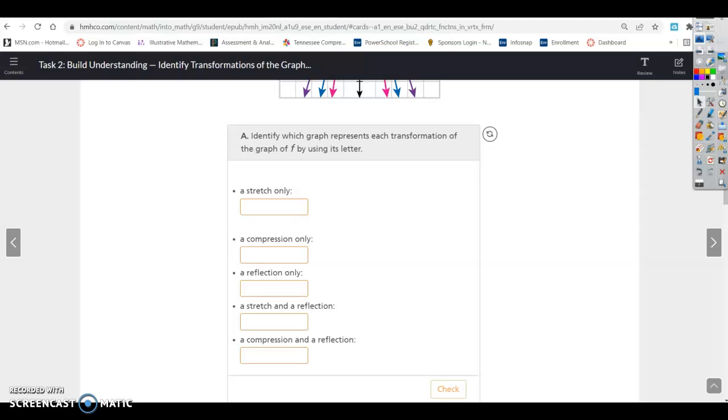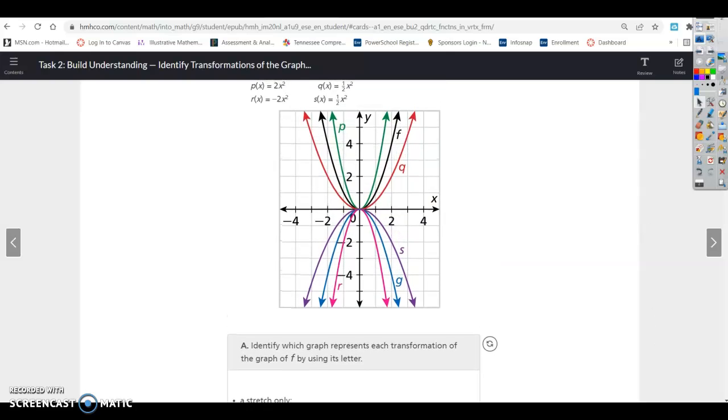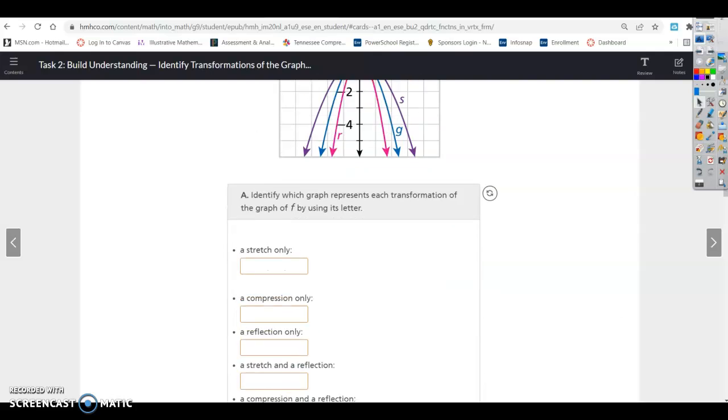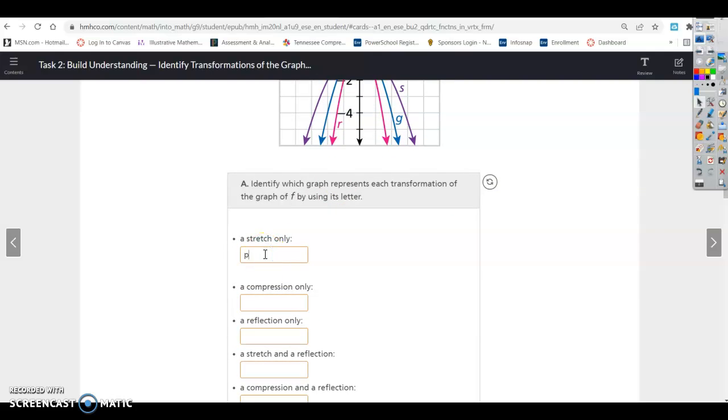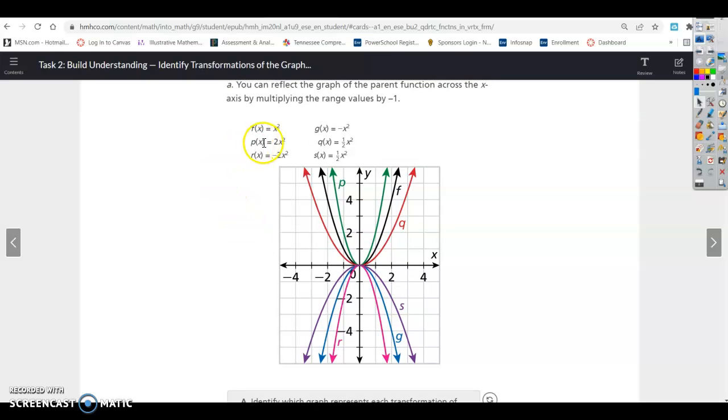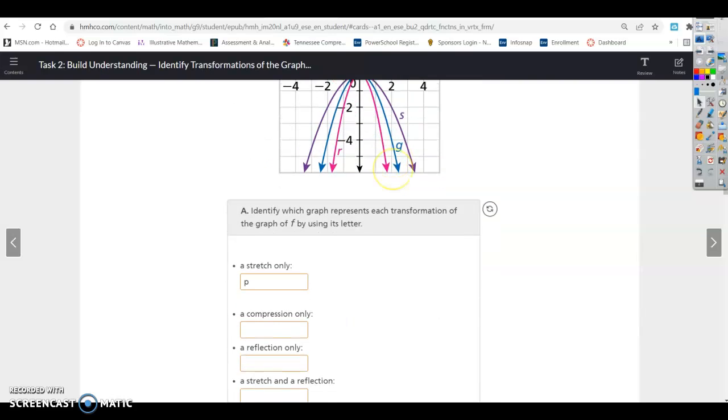All right, so a stretch only. A stretch only is going to get closer to the y-axis, so that's going to be our p of x function. So we're going to put letter P in for our stretch. P of x equals 2x squared, and you can see that right here on the graph.